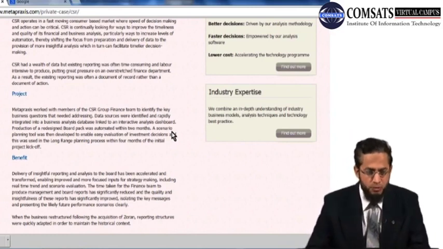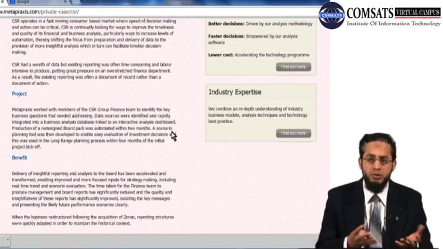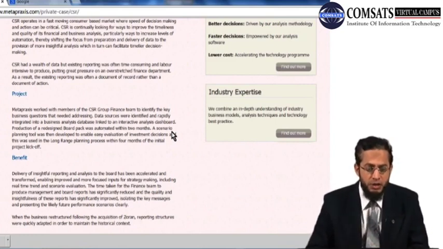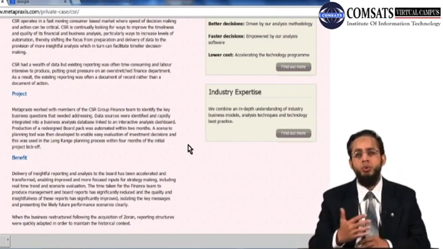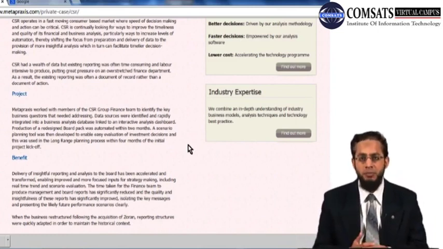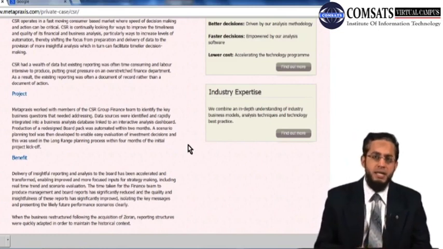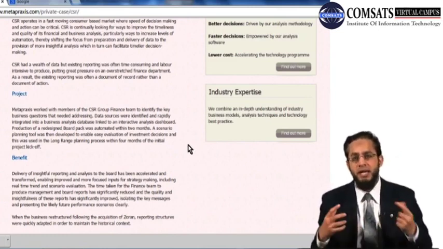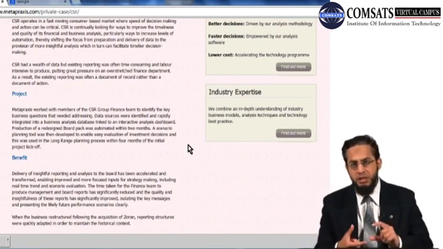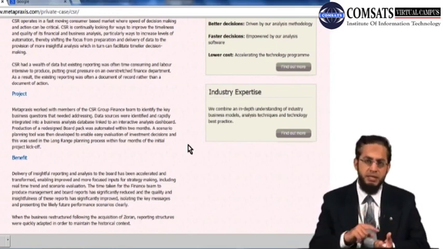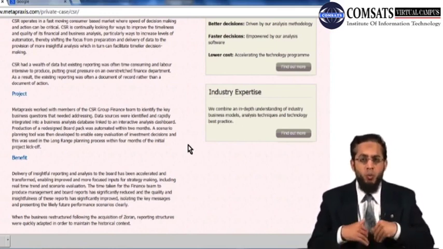So, production of a redesigned board pack was automated within 2 months. They made a product which they automated in 2 months. A scenario planning tool was then developed to enable easy evaluation of investment decisions. And they came up with a tool that helped the company with its investment decisions. Scenario planning basically is like a what-if analysis tool. It talks about plan A, plan B, plan C, plan D, plan E, plan F. Okay, what can go wrong?